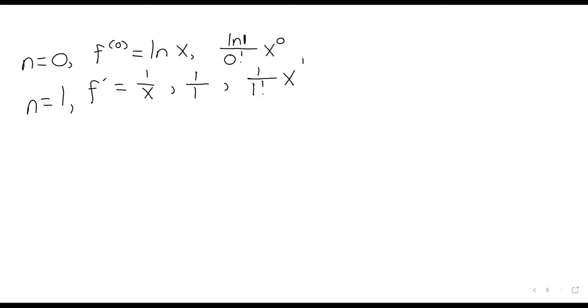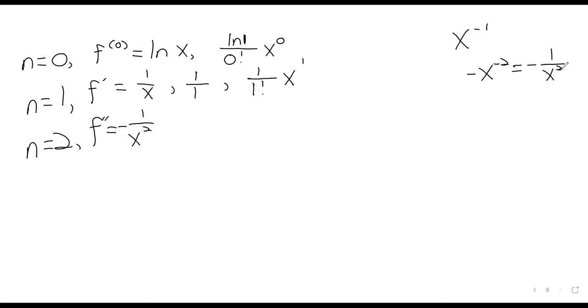I'll say what I said for the last problem. I can't figure out what's happening pretty quickly. I'll just call it and then go back to it tomorrow. But n equals 2. So we want the second derivative. The derivative of x to the negative first is negative x to the negative 2, which is negative 1 over x squared. Stick 1 in here, we get negative 1. So negative 1 over 2 factorial x squared.